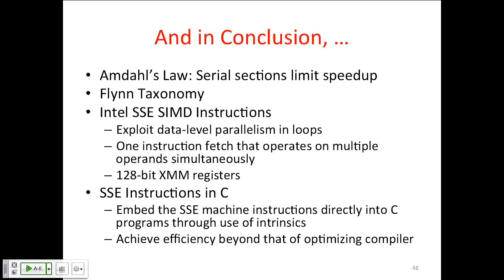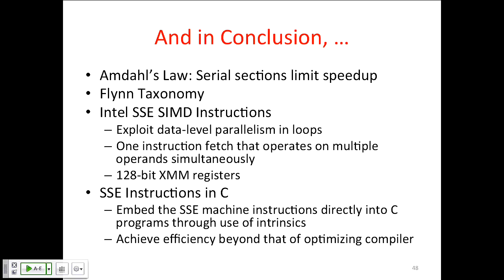Okay, so just to wrap up. We talked about Amdahl's law and parallelism. With Amdahl's law, it's really hard to get parallel speedup because you basically have to make almost all of your code parallel in order to see any substantial speedup gain. We talked about the Flynn taxonomy: SIMD, MIMD, SISD, and MISD. Then we talked a lot about the Intel SSE instructions.